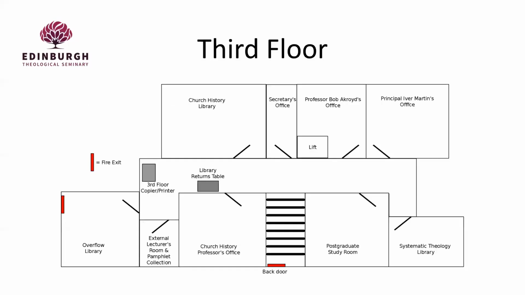You'll see the layout of the 3rd floor. See the Church History Library and the Systematic Theology Library on this floor. There's also the Pamphlet Collection and the Overflow Library, where you will find 2 library PCs where you will be able to search the catalogue and self-issue and return books. Under normal circumstances this is possible. During COVID, obviously this is not possible. The Overflow Library also contains books from the main subject libraries which have been moved here.